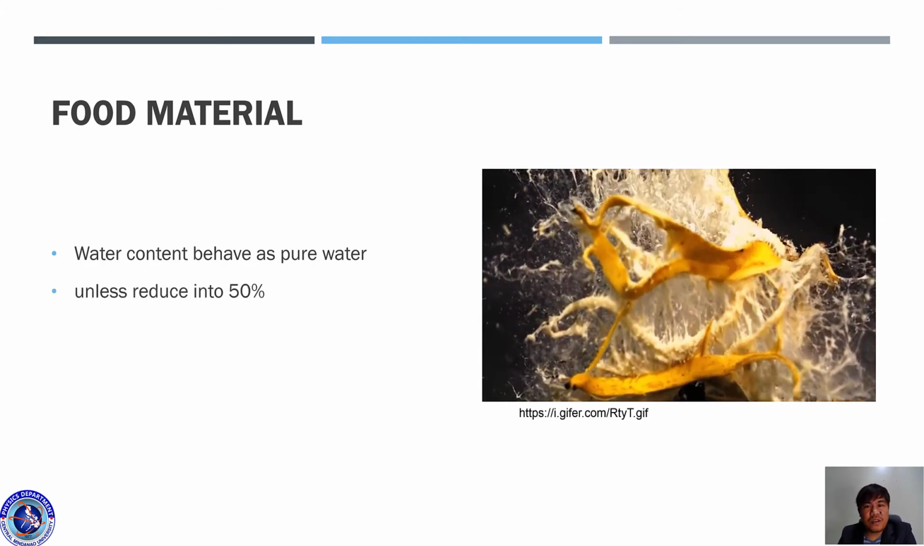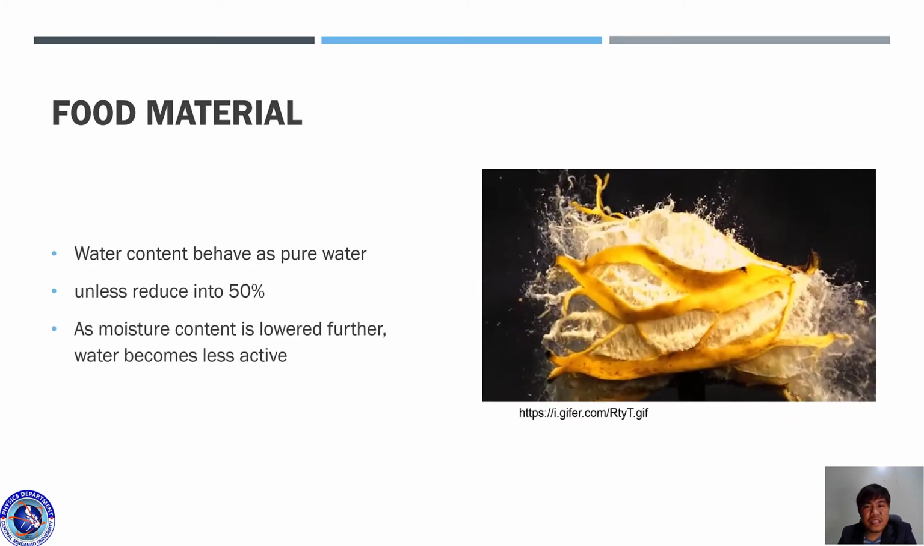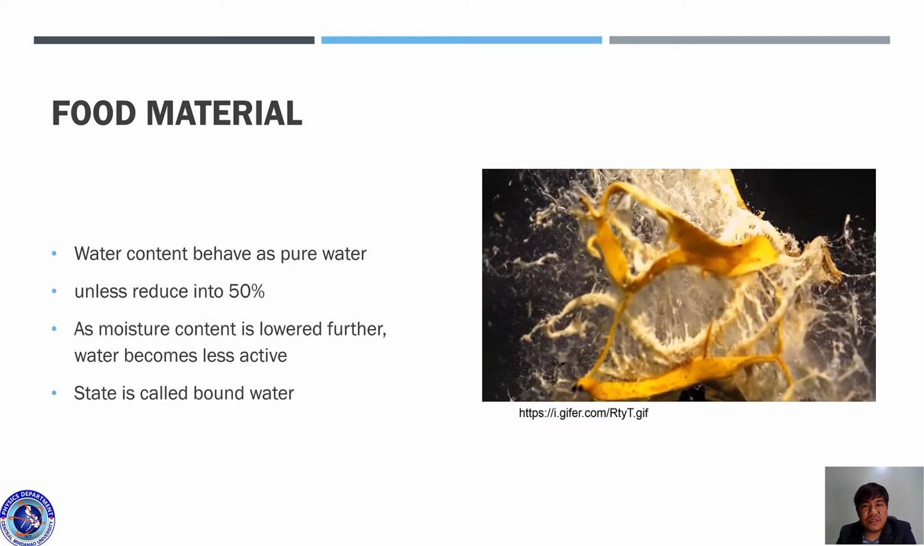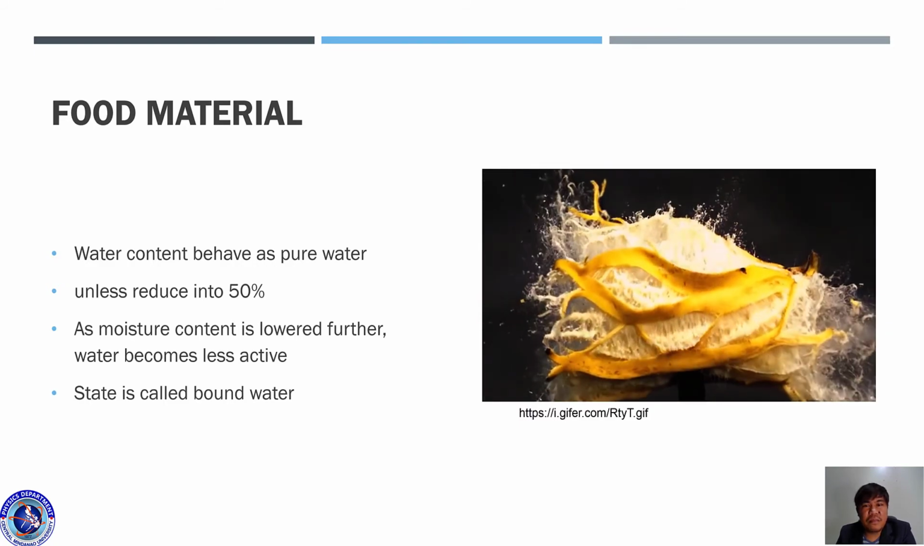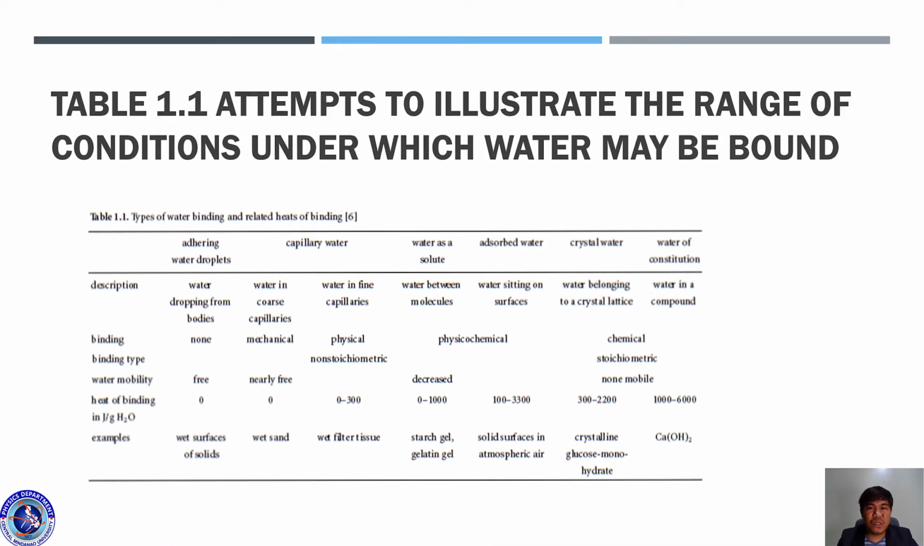As moisture content is lowered further, a point will be reached at which the water becomes less active in that it cannot act as pure water. For example, it cannot freeze or act as a solvent or reactant. In this state, it is considered to be bound water. The way in which water is bound to the internal structure of the food, the degree to which it is freely available to act as a solvent, to vaporize or freeze, or the degree to which it is chemically bound and unavailable can all be reflected by an ability to specify the water activity of a food material.